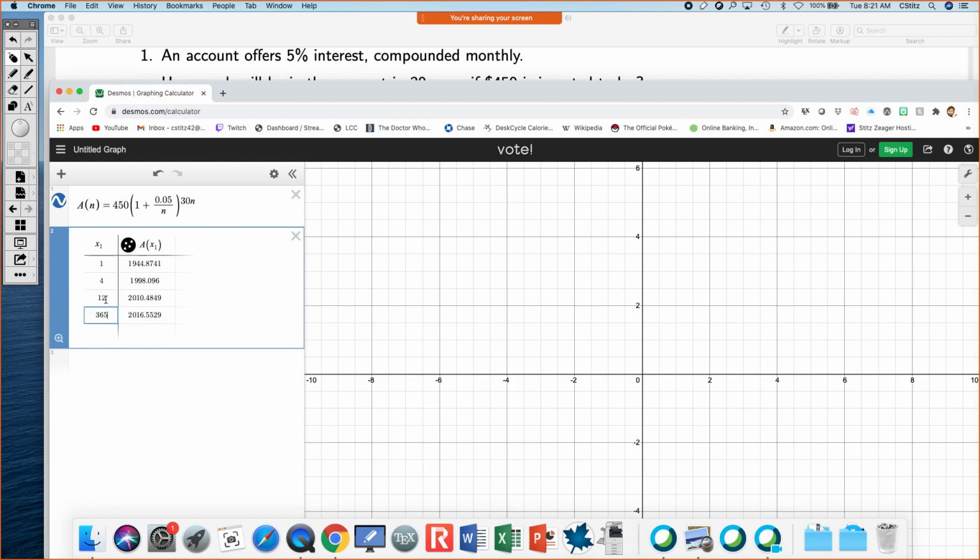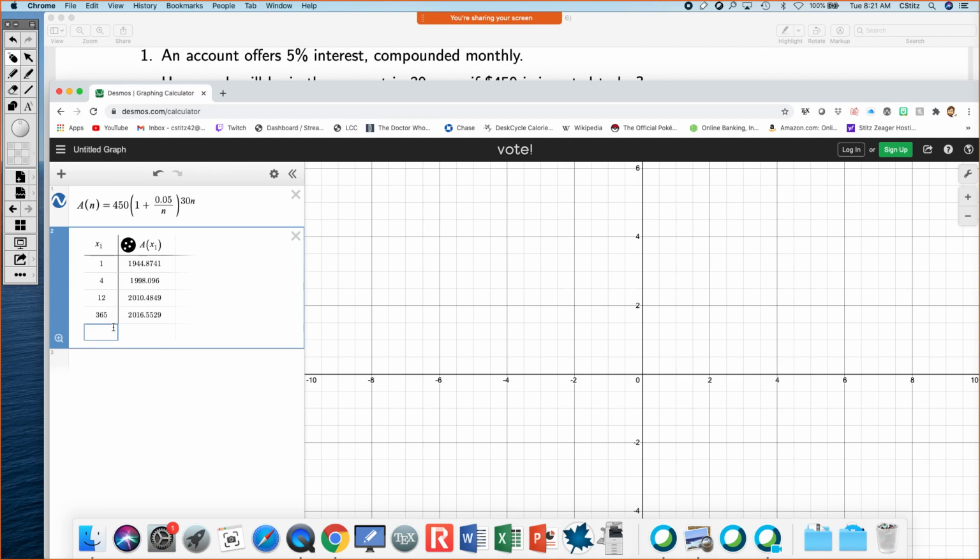Going from monthly to daily, you're only getting an extra $6. Whereas going from semi-annually to quarterly, you gain an extra what? $54. And then going from quarterly to monthly, you're only making an extra $12.